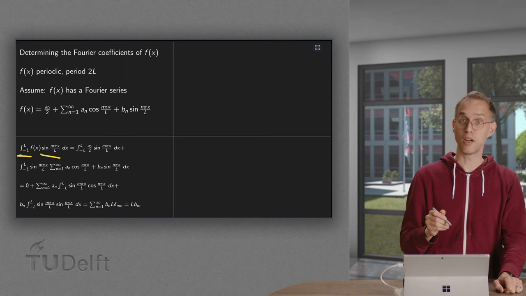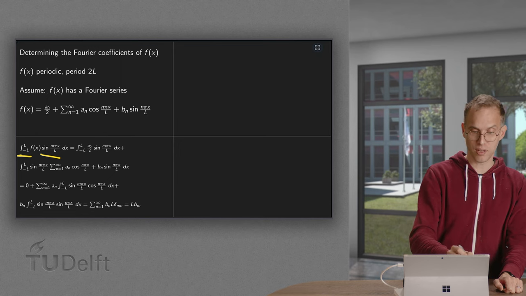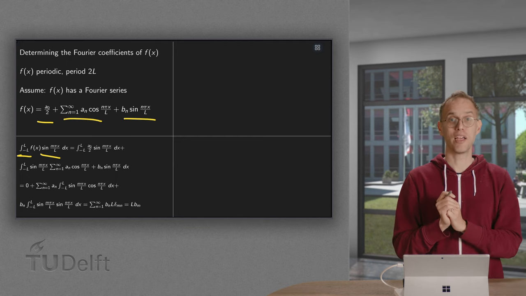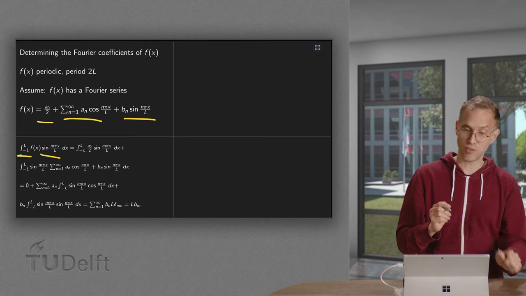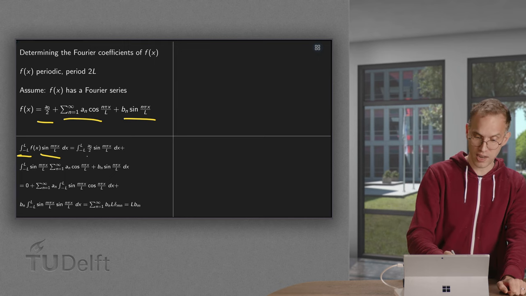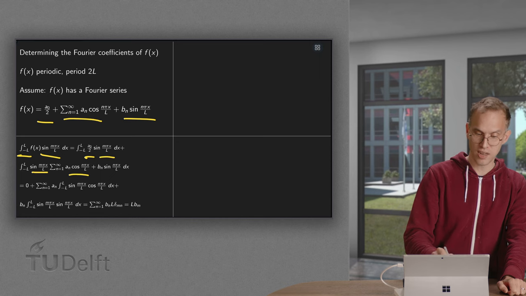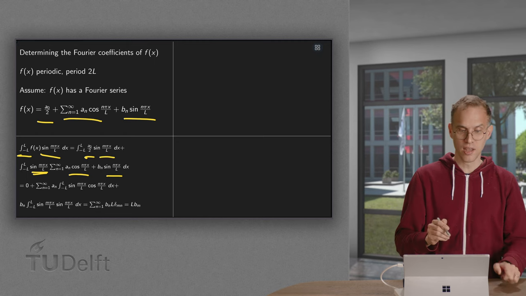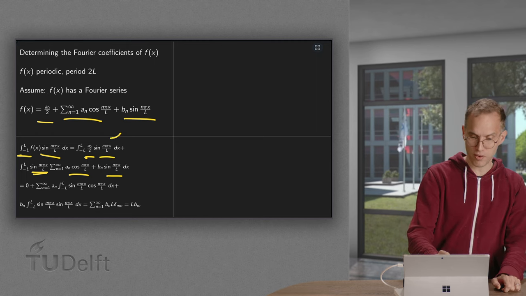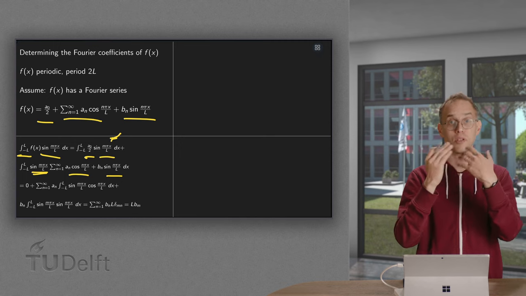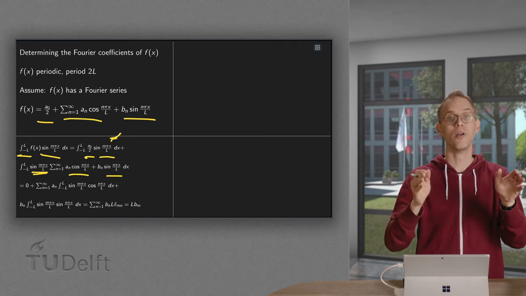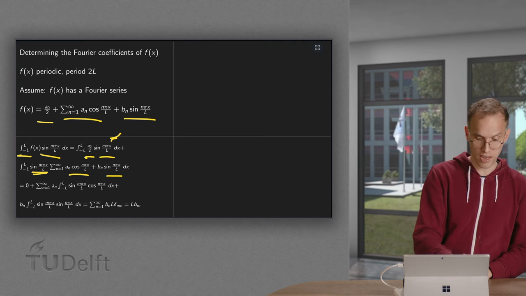Well, that becomes a terrible mess, of course, because we have to multiply this term, this sum, and this sum with sine m pi x over L and integrate. So that is what we are going to do. We multiply a0 over 2 by the sine, we multiply the cosine by the sine, and we multiply the sine by the sine, and we integrate. Now, first of all, we see that this term over here drops out. We have a constant times an odd function, so we have an odd function, integrated from minus L to L, so that integral is 0 anyway.